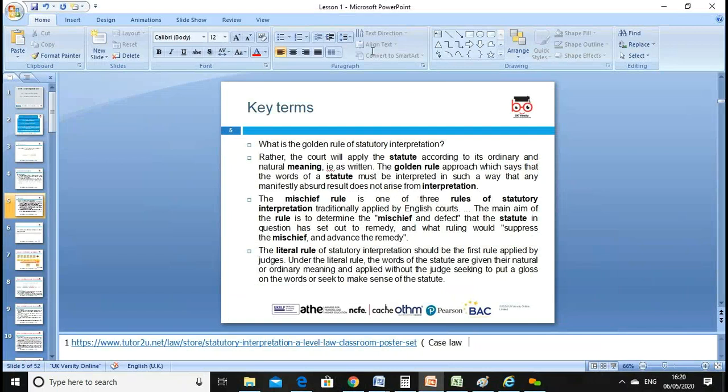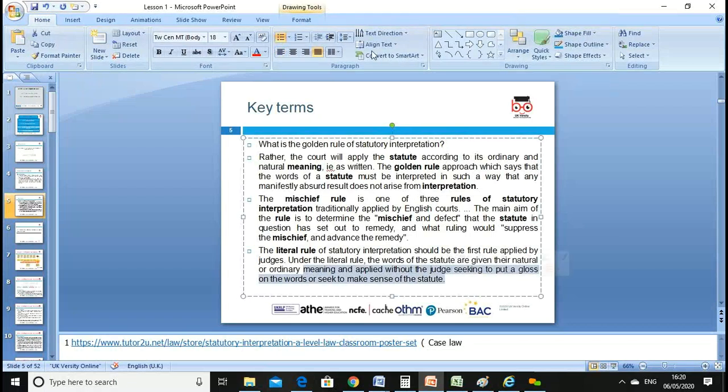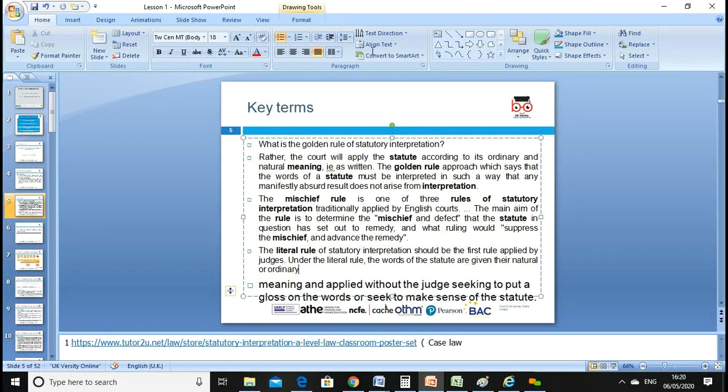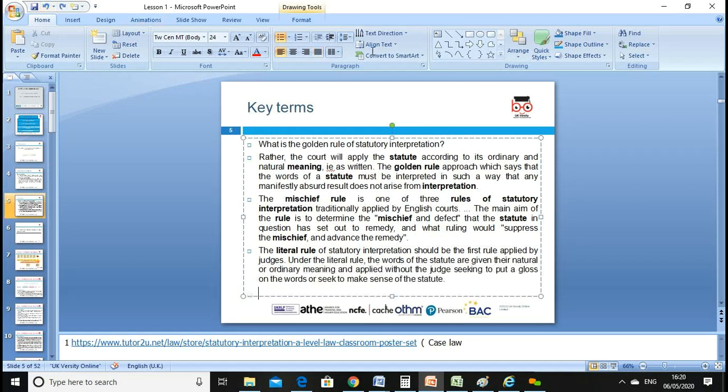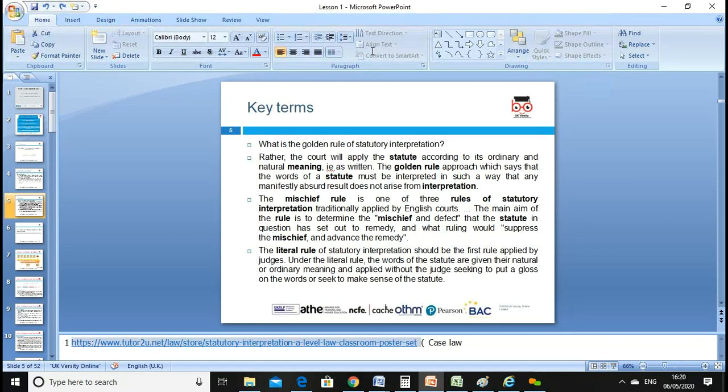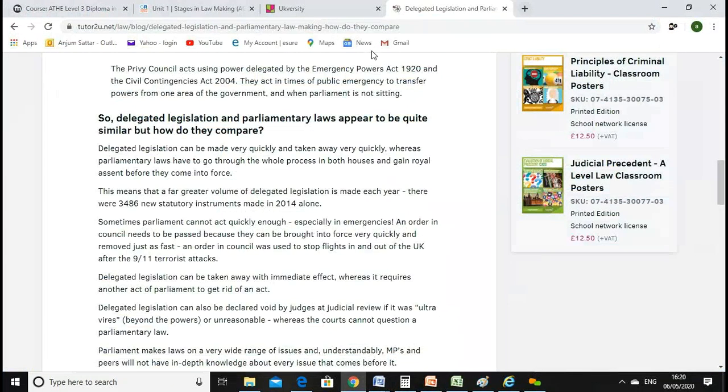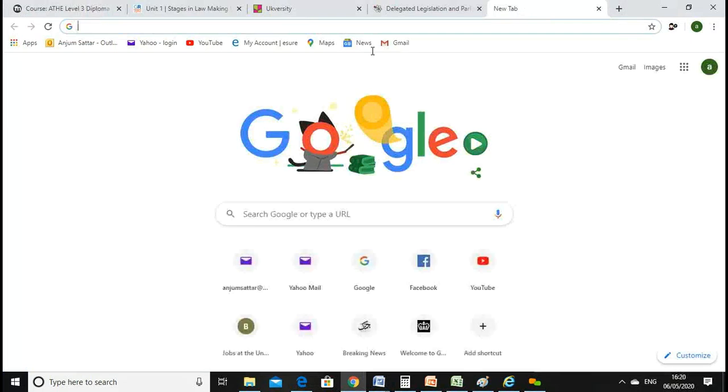Okay, any question here? No? So we can look at the literal rule, which is clear, and the judge should follow it first. Then we can look at the other rules, which are the golden rule and the remedies one. Okay, so next, we can copy this link and look at some mind maps.